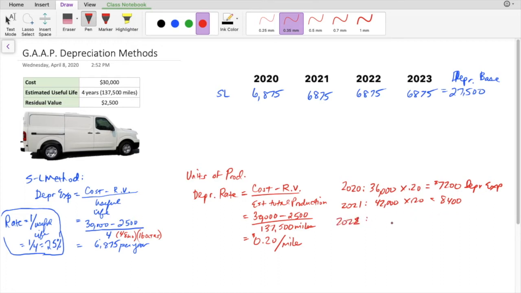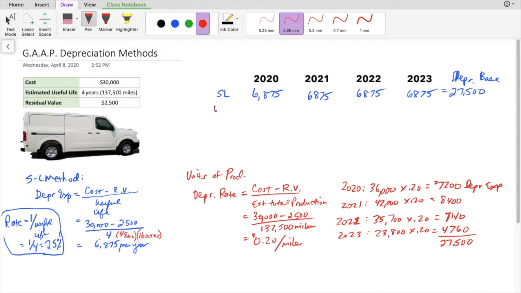In 2022, we drove 35,700 miles. Times our depreciation rate, we get $7,140. And then in 2023, once we hit 23,800 miles, then we stop because we have gotten to our $4,760 of depreciation. That gives us the total of 27.5, which is our depreciable base. That's how much we're depreciating.